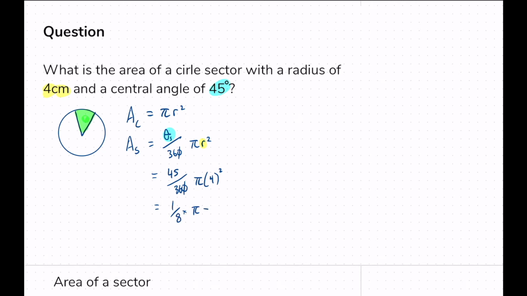Pi, 4 times 4 is 16. And then we can immediately, 16 divided by 8, which is 2, which leaves pi centimeters squared. So what's the area? Well, the area of this sector is 2 pi centimeters squared.